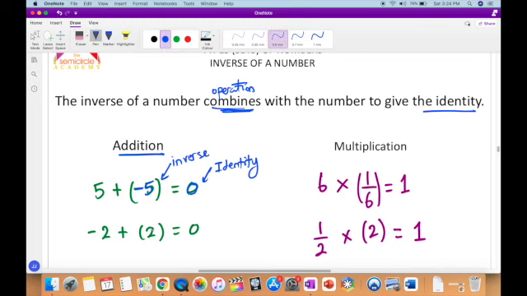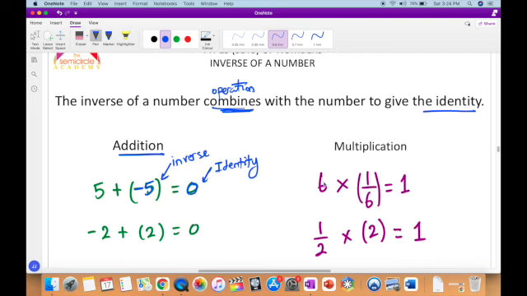So we could say that 2 is the inverse of -2, because once we add them, we will get the identity. Now for multiplication, the inverse is a bit different. You can see here for addition, once the inverse has a different sign, it'll be the inverse, right?